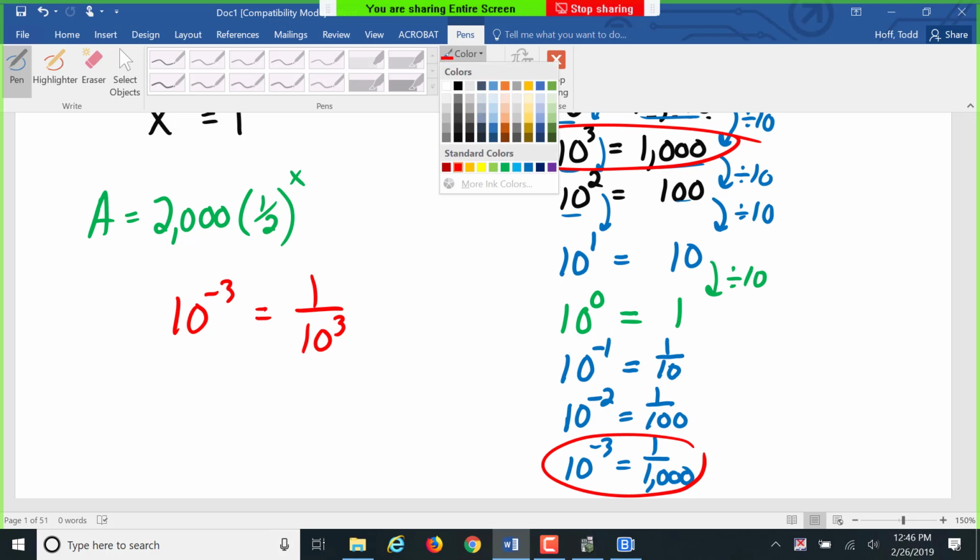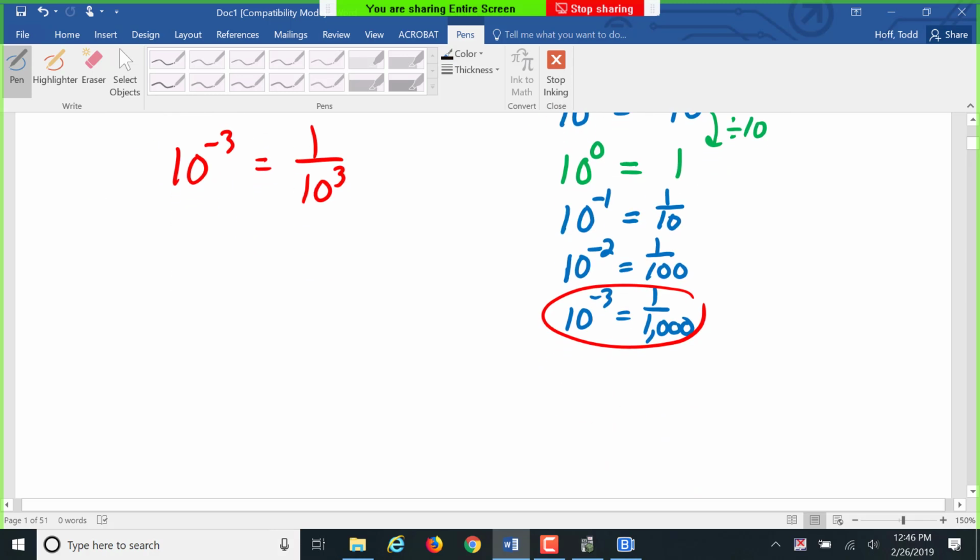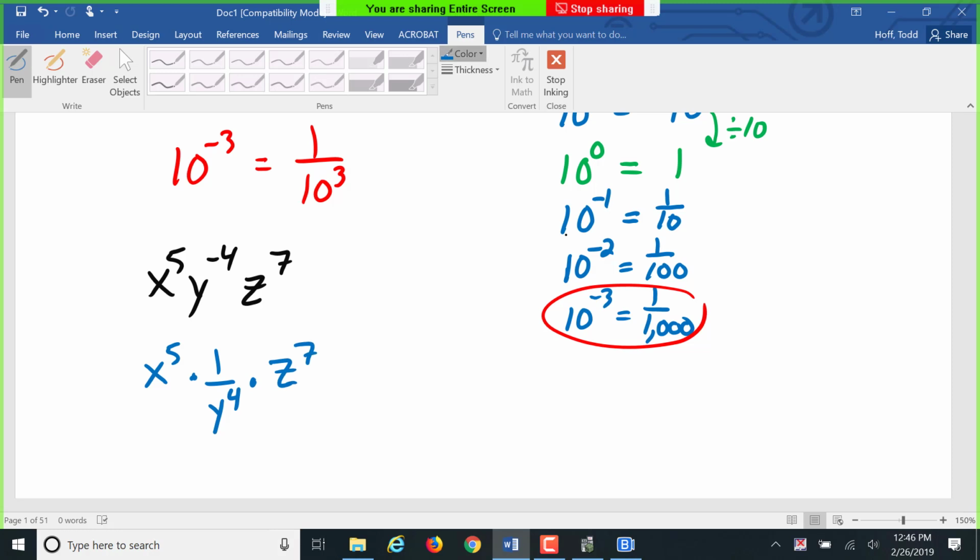One of the things that they'll ask us to do in my math lab is to express answers with positive exponents. So you might be given something like x to the 5th, y to the -4th, z to the 7th. And when you're asked to give that with positive exponents, we have to get rid of that y to the -4th. So the x to the 5th doesn't have to change. That y to the -4th becomes 1 over y to the +4th. That z to the 7th is just z to the 7th. It doesn't have to change.